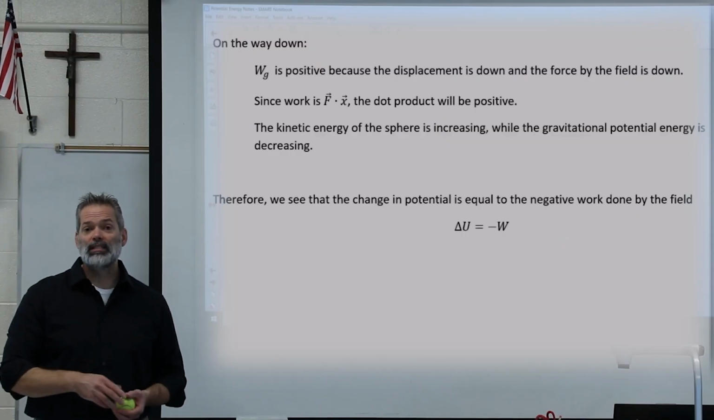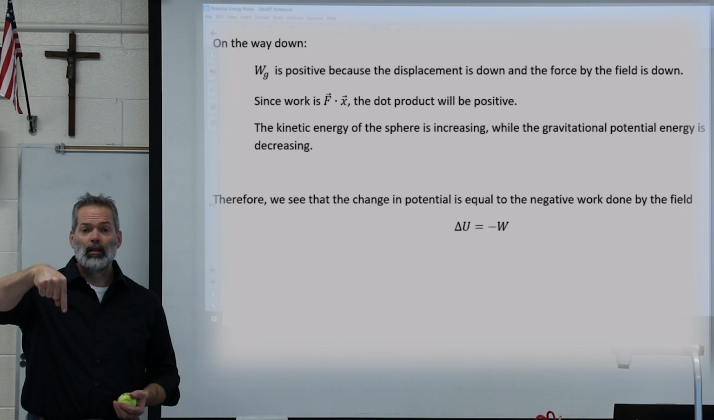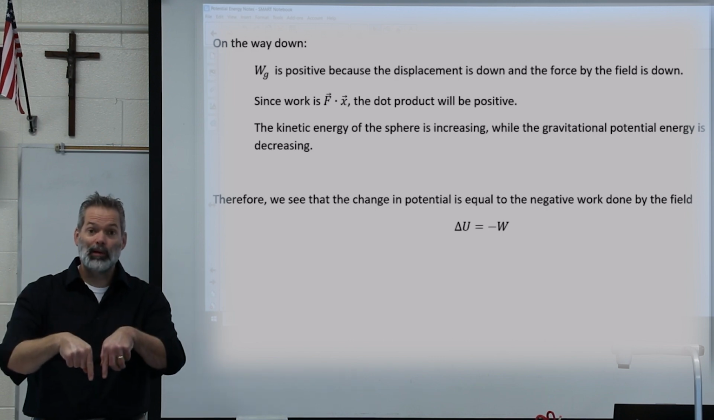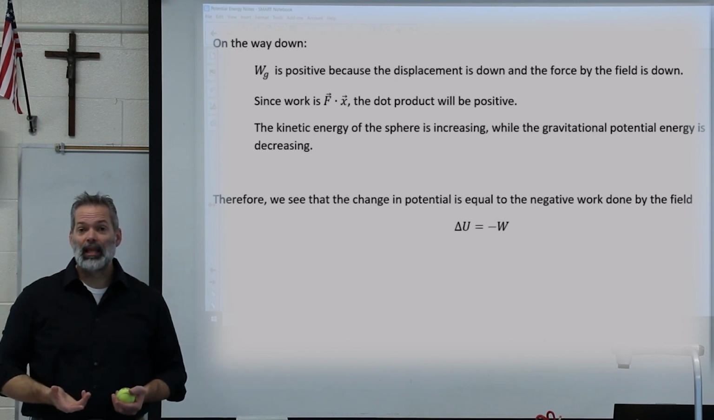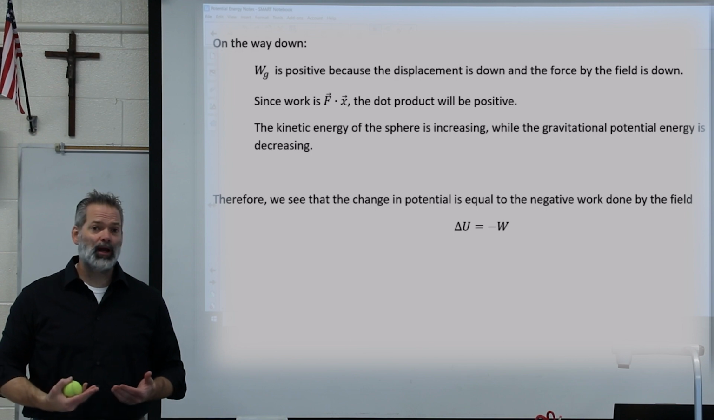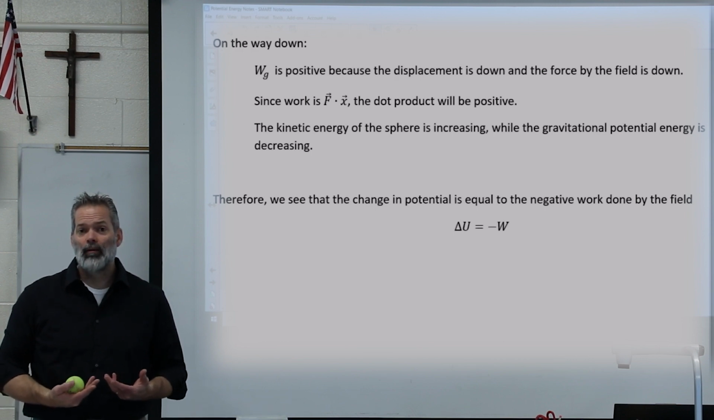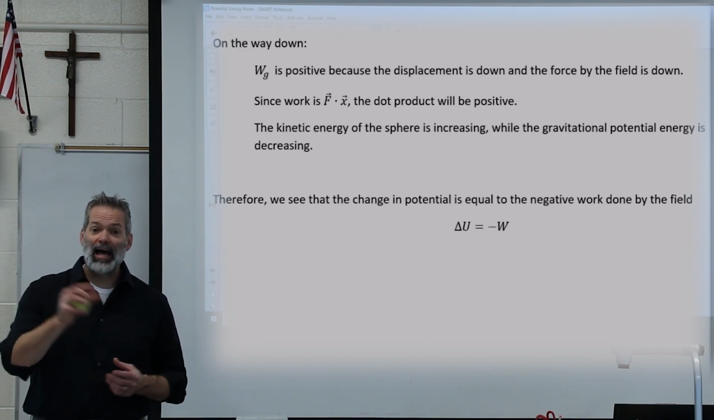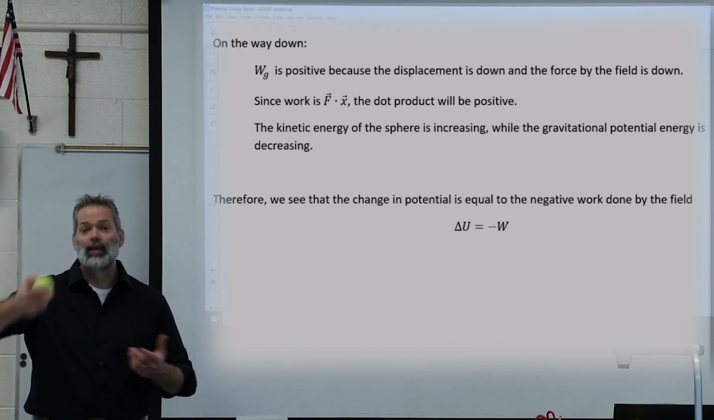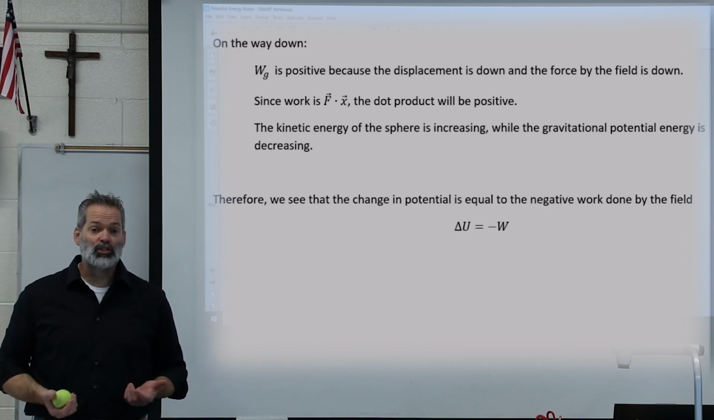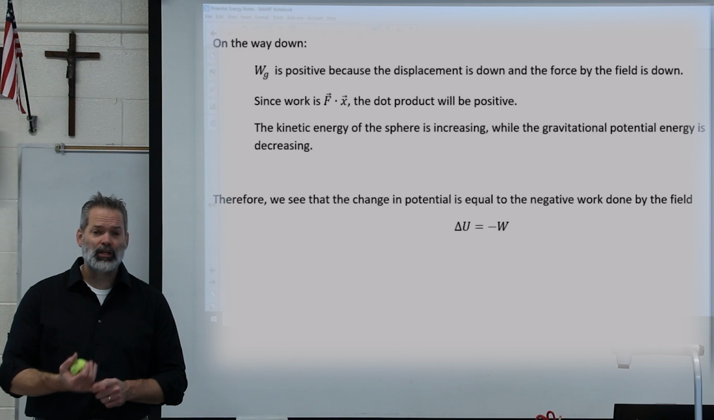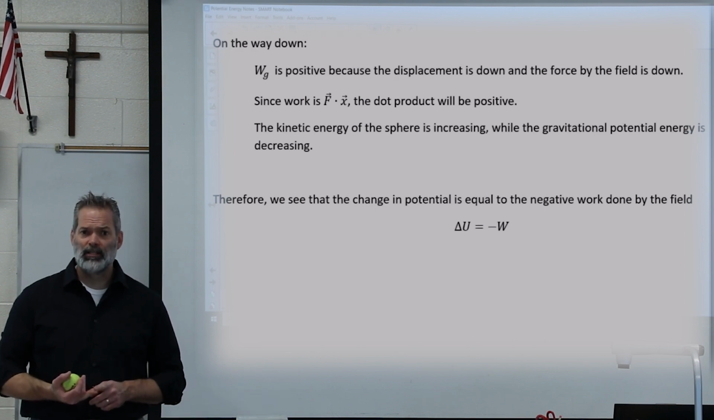On the way down, we see that the displacement is downward. The gravitational force is also downward. Those are in the same plane, they are parallel. Therefore, the dot product will yield us a positive 1, and the work done by the field on the object is positive. This is shown as an increase in kinetic energy, while the potential energy is decreasing.